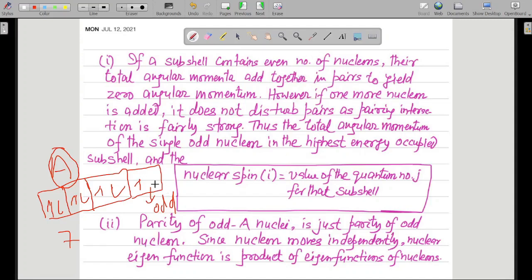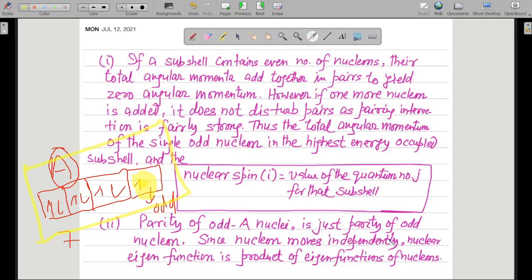This particular odd nucleon which is there, you can see, this is your odd nucleon. So the complete nucleus will have a parity which will be the parity of that particular odd nucleon. Since the nucleon moves independently, already I have discussed that it is the single particle model. So since the nucleon moves independently because of the single particle model, as already discussed in the previous lectures.